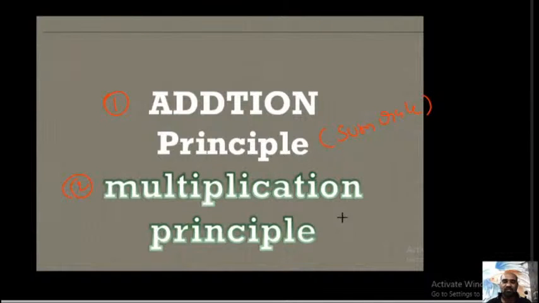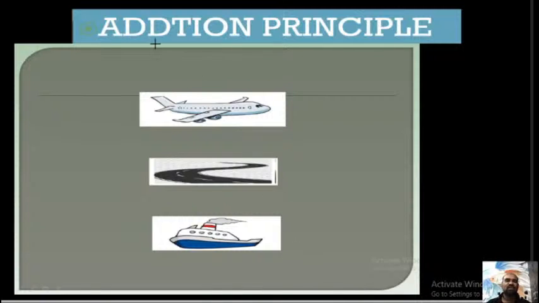Sometimes this multiplication principle is called the product rule. We have two types of principles, or two techniques, to count things. One is the addition principle, one is the multiplication principle. I want to explain first the addition principle, and after that the multiplication principle, through examples. So listen, students. First of all, the addition principle.